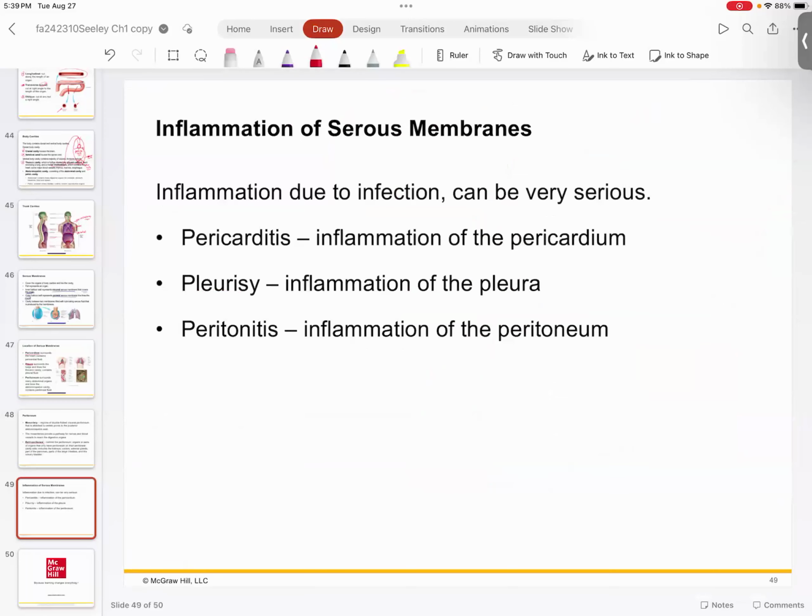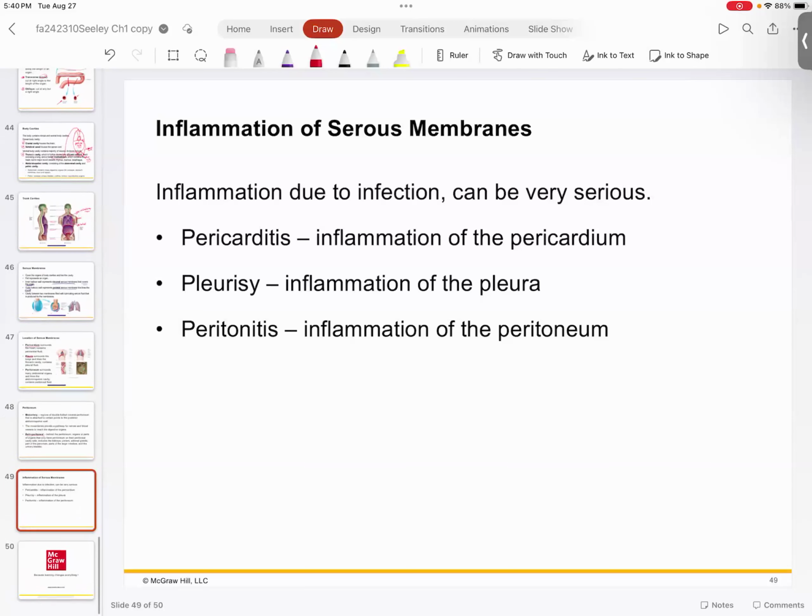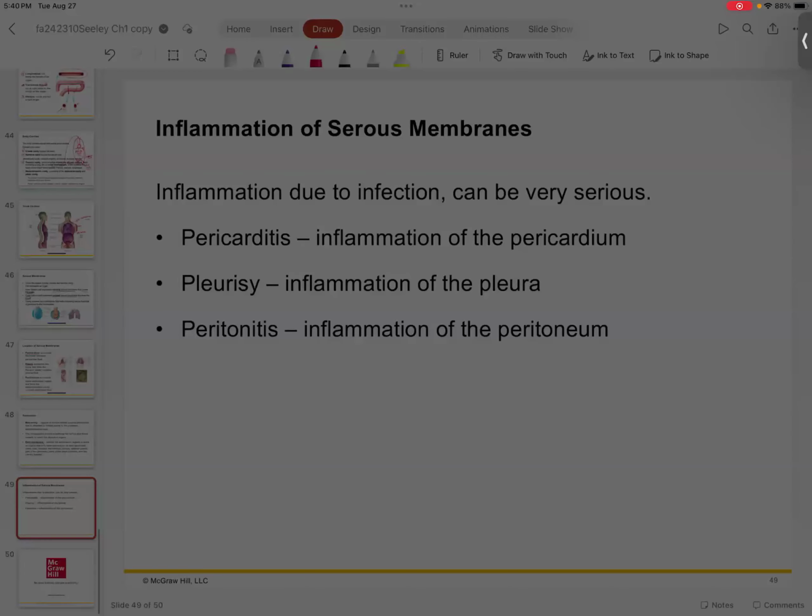Okay. So what happens if you inflame these? Then you get nasty things that we don't want to get. Things like pericarditis, right, which is the pericardial inflammation, pleurisy, which is pleural inflammation, and then peritonitis, which is peritoneal inflammation. You don't want to inflame your serous membrane because typically bad things happen when you do. Okay, so that's chapter 1.